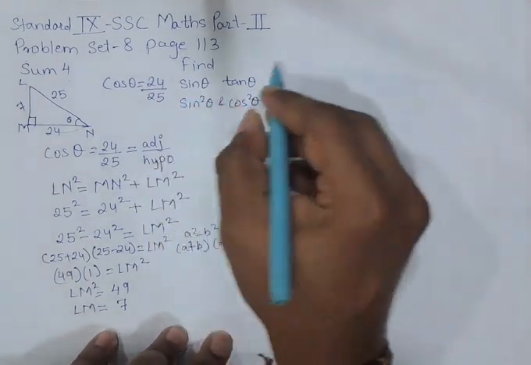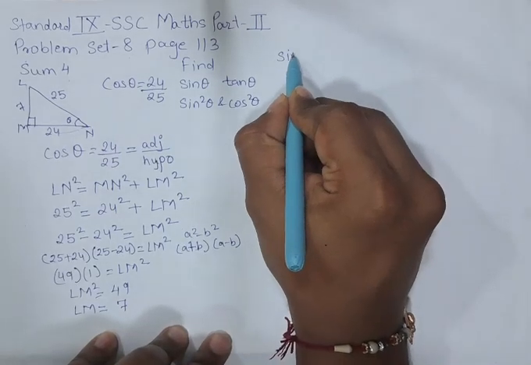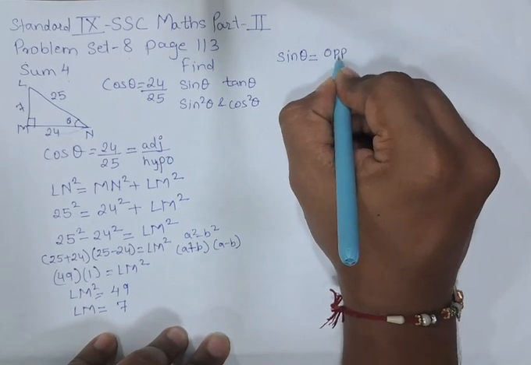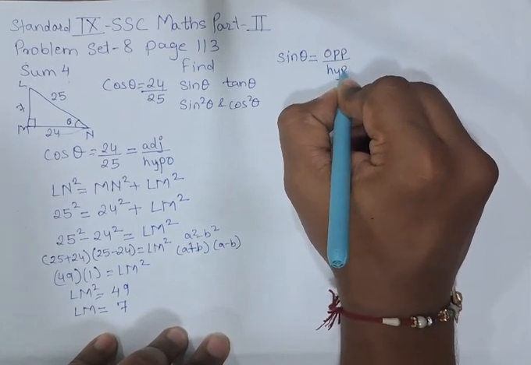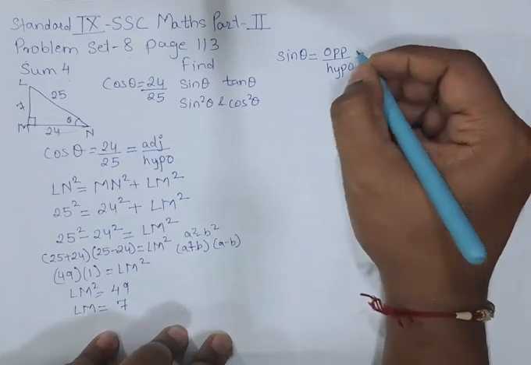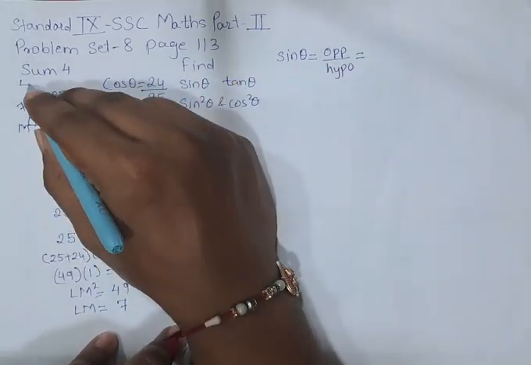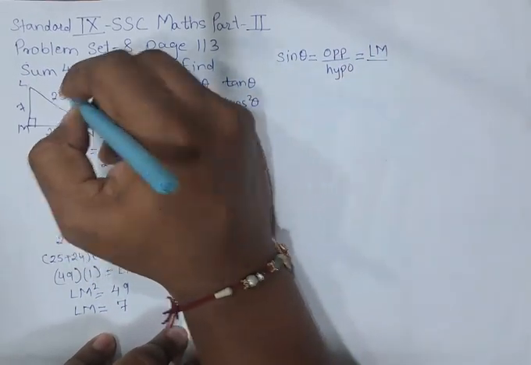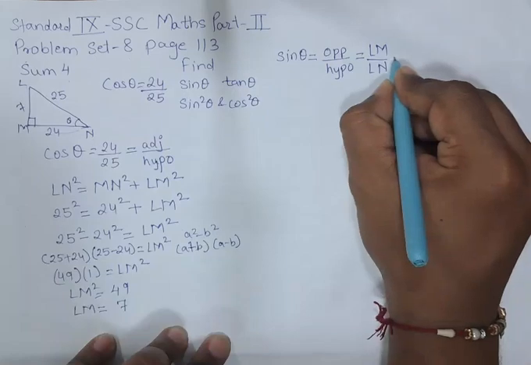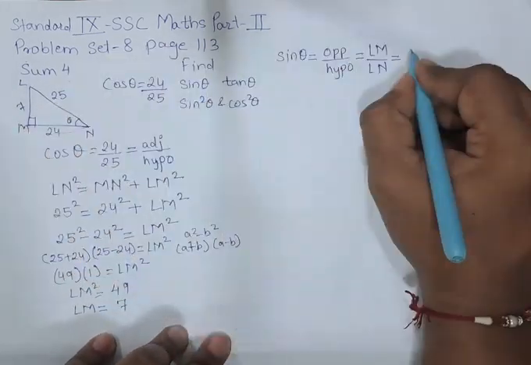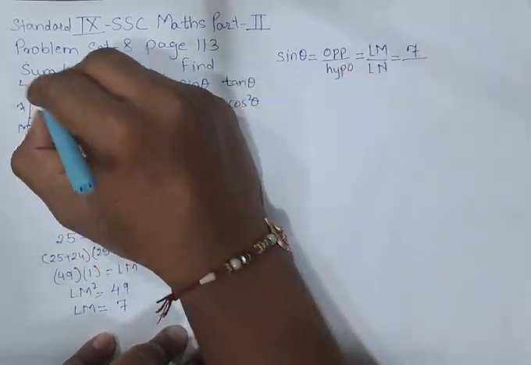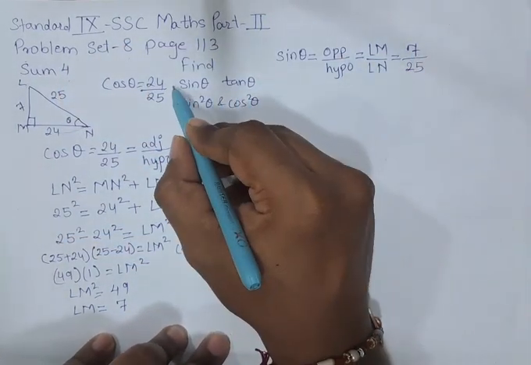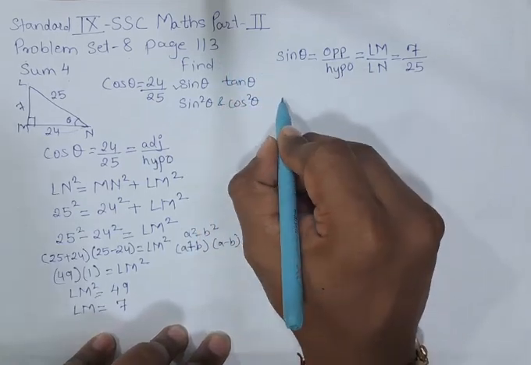Now we will proceed with finding the value of sine theta. By definition, sine theta is opposite upon hypotenuse. The opposite side with respect to theta is LM, and the hypotenuse is LN, the side opposite to the right angle. So LM is 7 and LN is 25. So we have found sine theta, which is 7 upon 25.